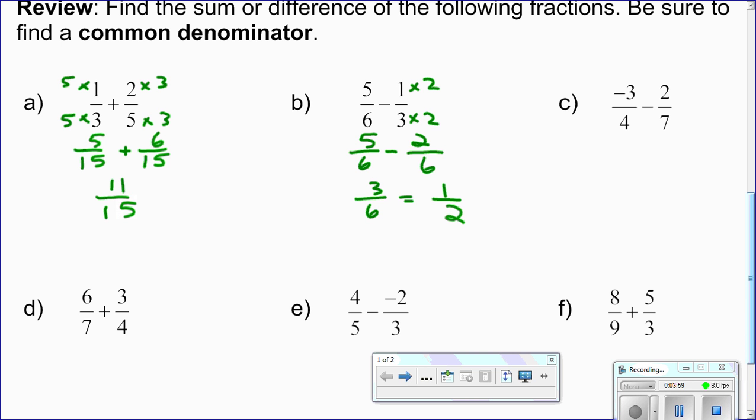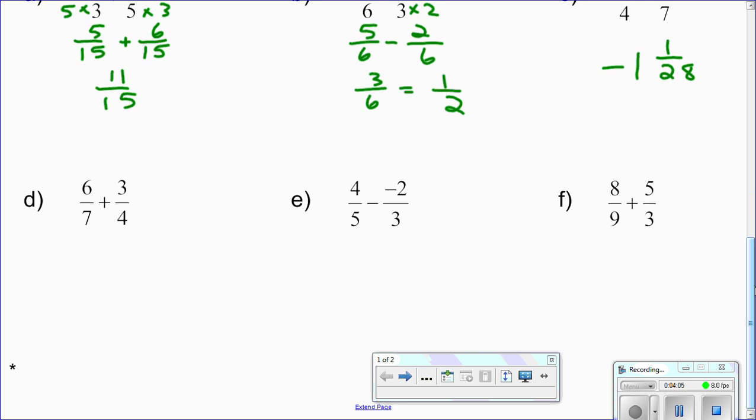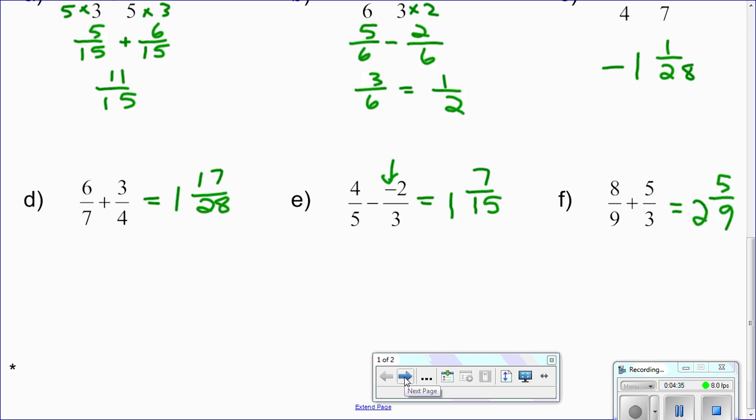For C, you are subtracting, so you should get -1 and 1/28. For D, you are adding, make sure you get a common denominator, you should get 1 and 17 over 28. For E, you're subtracting, and this is a negative, so keep that in mind. You should get 1 and 7/15. And for the last one, we're adding, and you should get 2 and 5/9. Okay, so I'm not looking for your answer on these ones. I'm going to be checking for your work. No work, no credit, and then I give you lots more fraction practice to prove to me you can do it. So just do these ones.